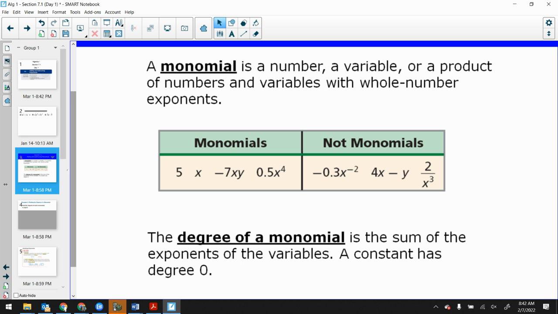Just the letter x is a monomial. Negative 7xy is a monomial. Yeah, it could contain two variables if you really wanted it to. 0.5x to the 4th is another monomial.